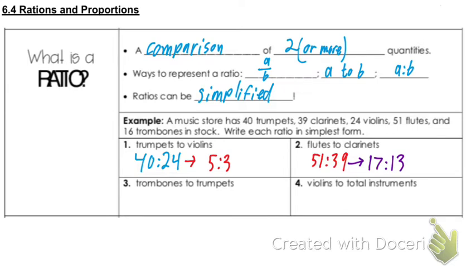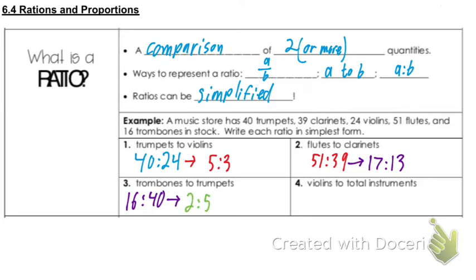I want you guys to try number 3 on your own. When you have it or have questions, raise your hand. So, Presley, what's it start off as? What to what? 16. Very good. It starts off 16 trombones to 40 trumpets, okay? But we can simplify this as we noticed. What can we simplify this to? 2 and 5. Okay, 2 to 5.